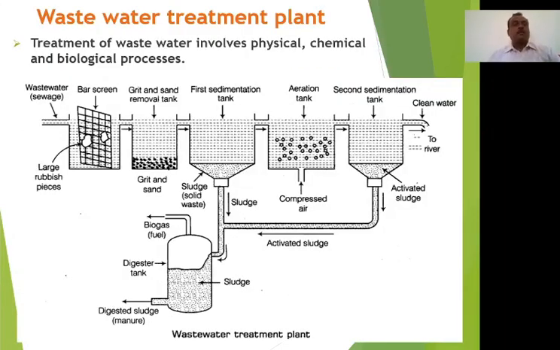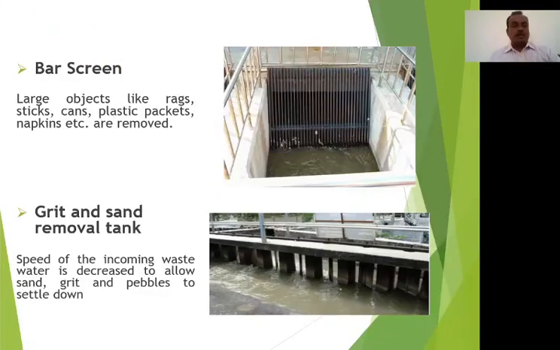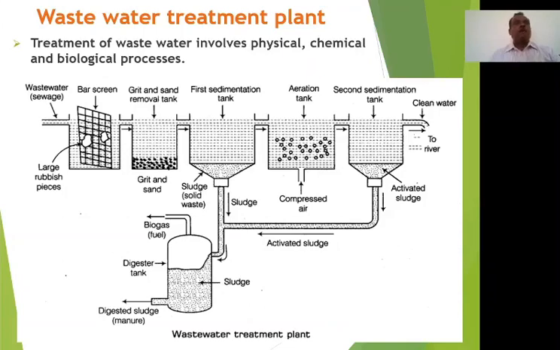Next, the water goes to the grit and sand removal tank. See in the diagram, that is the grit and sand removal tank. Here the speed of the incoming wastewater is decreased to allow sand, grit and pebbles to settle down. Now let us come to our treatment plant.